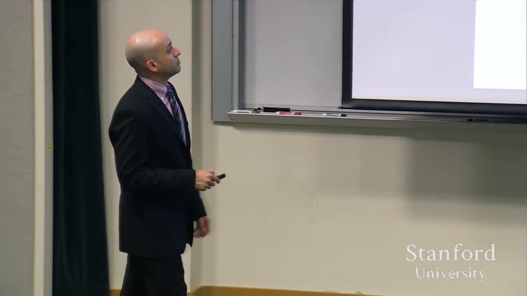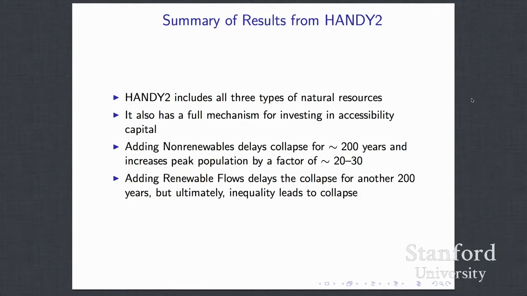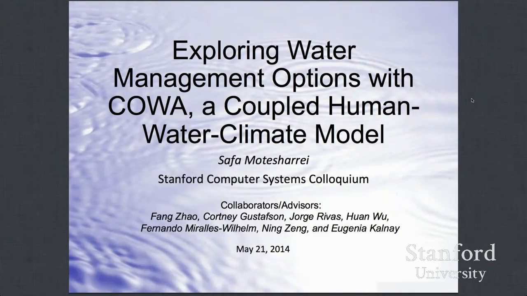Okay, so quick results from Handy 2: we have these three types of mechanisms, including investment in accessibility. Adding non-renewables delayed collapse by 200 years and increased the peak by 20 to 30 times, and adding renewables delayed it for another 200 years. But since we had this inequality, it still pushed the system into a collapse. Okay, so with this, I want to go into basically the third part of the talk, which is on the real system, this coupled one.